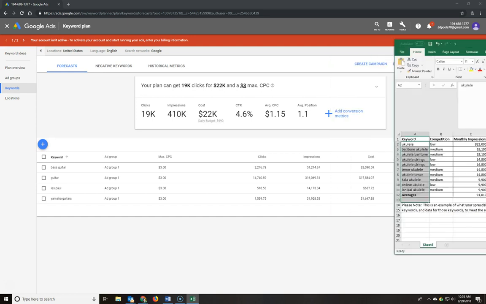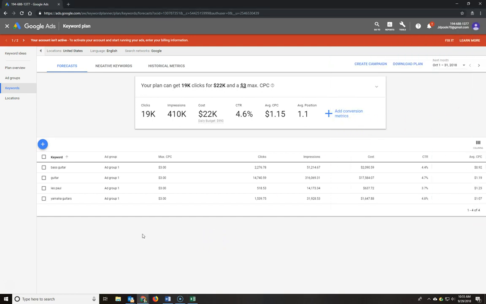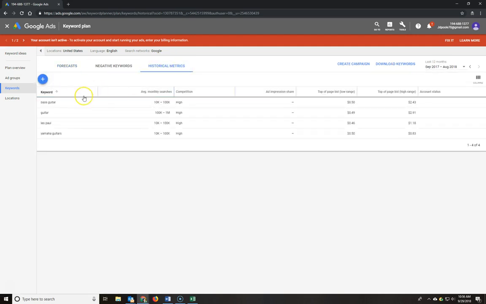Well, for competition level, what you're going to do is come back over here. You're going to come up to historical metrics. Click there. Now it's going to show those same keywords, but now, of course, it shows the average monthly searches, which you're not using, but it shows you your competition. In this case, all 4 of them have high competition. Now, we know some are low, medium, and high, but in this case, these 4 all have high competition.